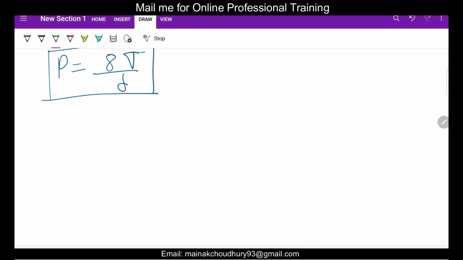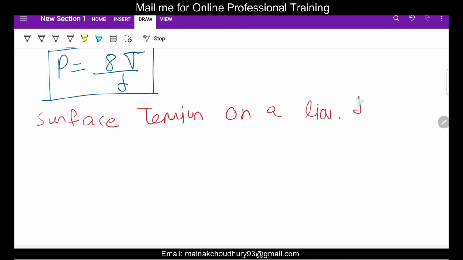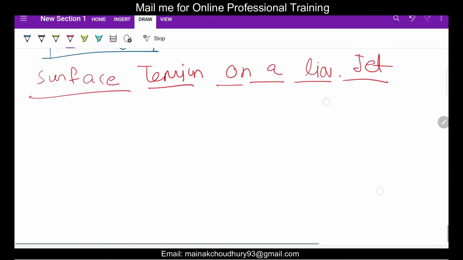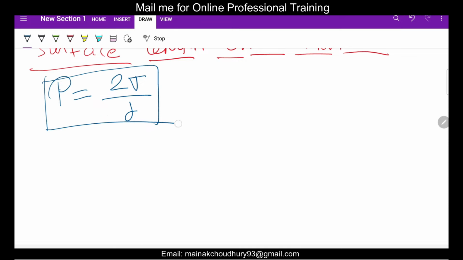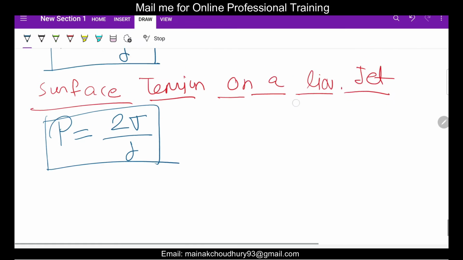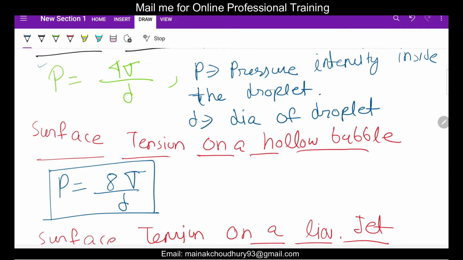The next one you need to remember, and questions of this type also come, is surface tension on a liquid jet. For a liquid jet, P equals 2 sigma by D. So these are the three formulas, and using these three formulas we can solve some of the numericals.